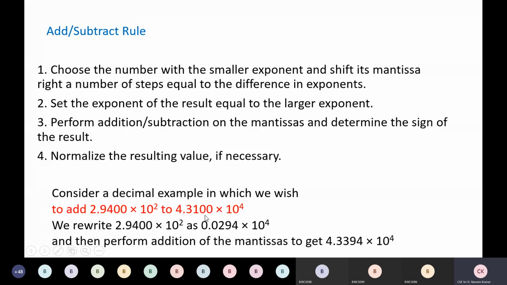We added these 2, and you can see only the mantissa part. This is the mantissa part, and this is the mantissa part. These 2 mantissas we added, and we got 4.3394. They have equal power, so we can keep it commonly as 10 to the power of 4.